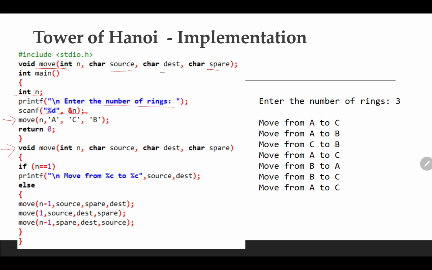In this function declaration, first we are checking if n is equal to 1. If n is equal to 1, we can move the ring from source to destination. Else, these are the statements I told in the recursive case. So we have to process one by one. Again the function will be called again and again till we reach the destination. So this is about the Tower of Hanoi.